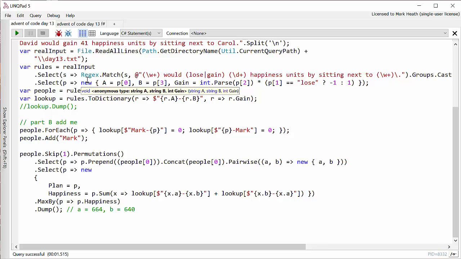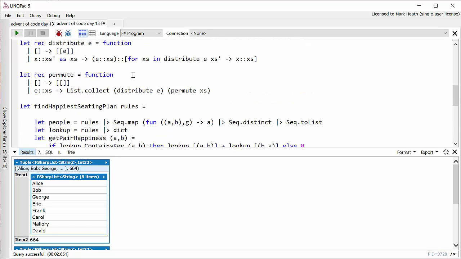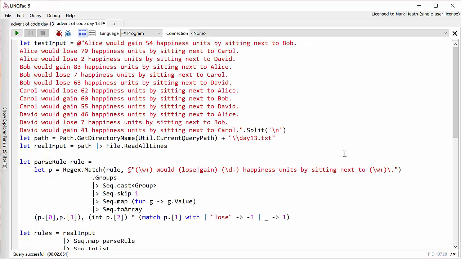Anyway, moving on quickly, let's have a look at how I solved this in F#. Now in F#, a large part of this is pretty much the same. We're still parsing each line in the rules with a regular expression and having to jump through some hoops to get it into a nice format.